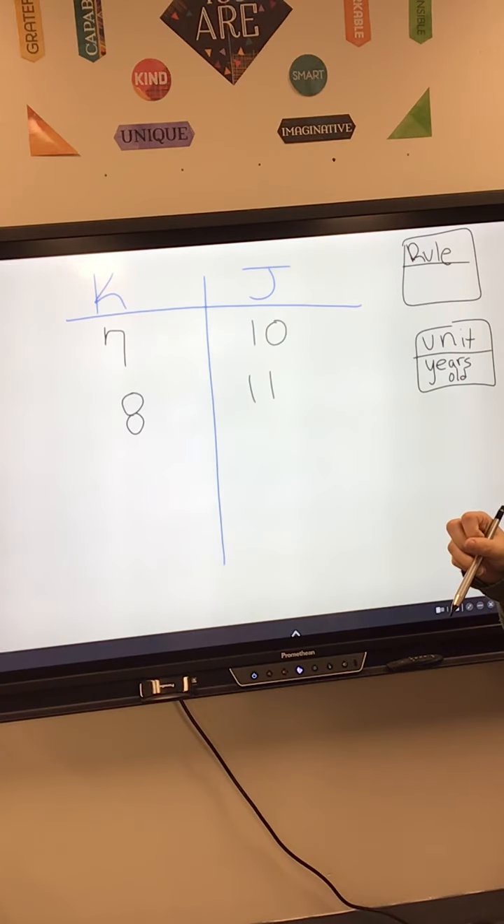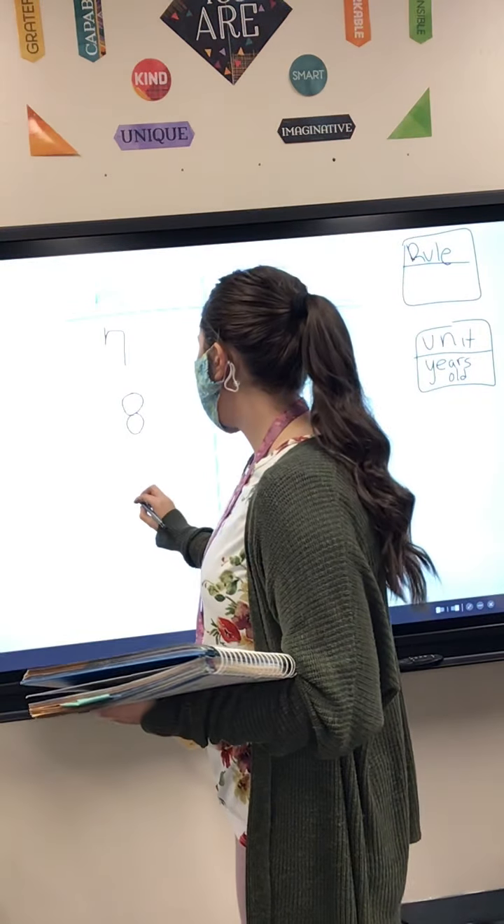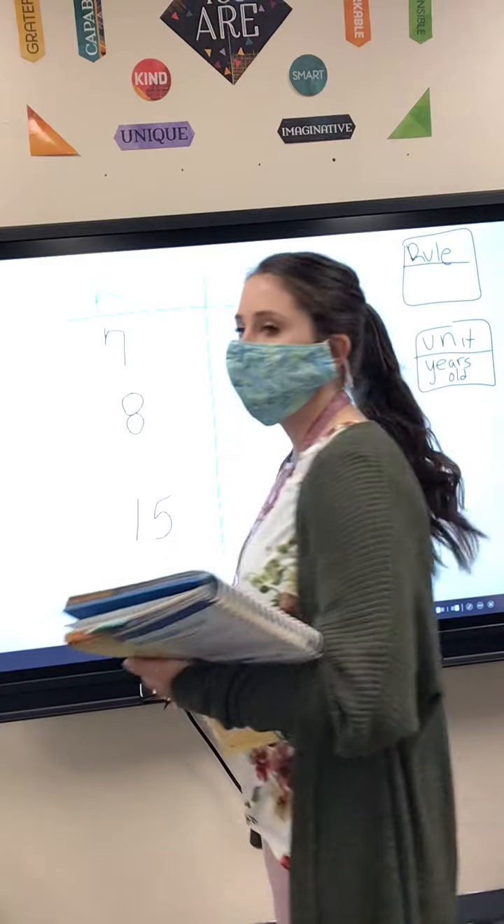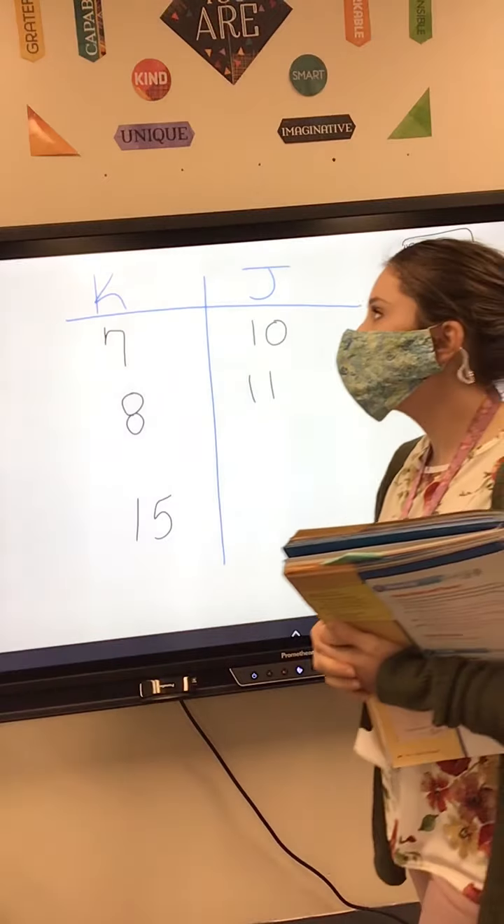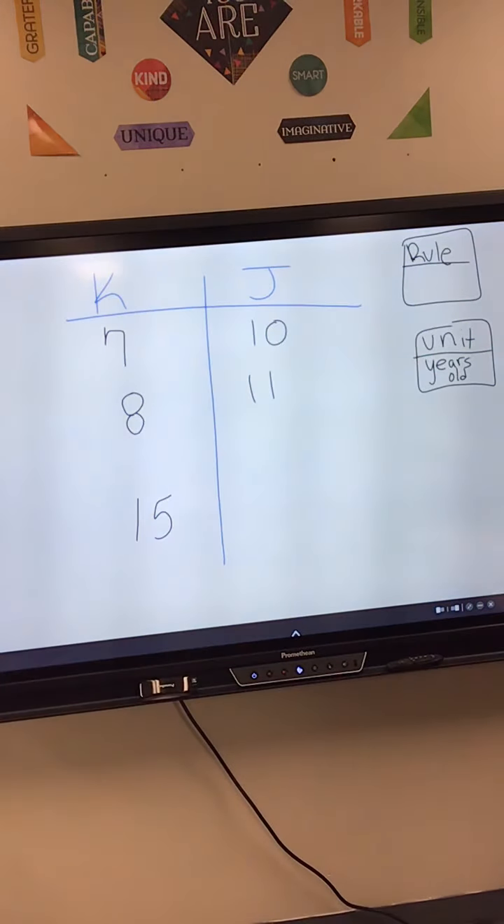Because 7 plus 1 equals 8, and if you do 10 plus 1, that would equal 11. So then what if I really try and trick you? What if I ask you how old June will be when Kevin is 15? Easy. Everybody see if you can figure it out. How old will June be when Kevin is 15?